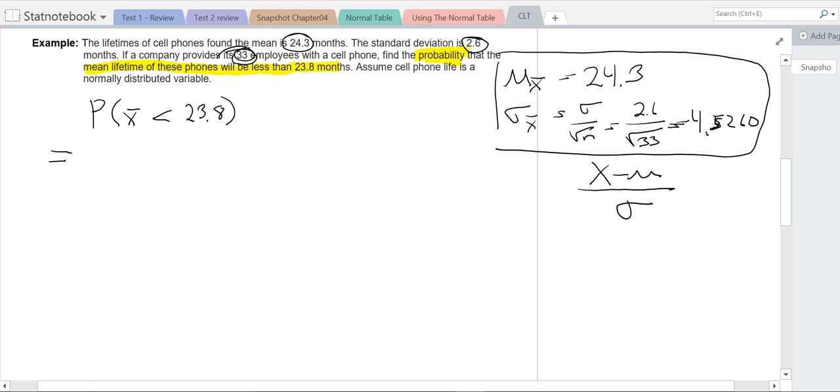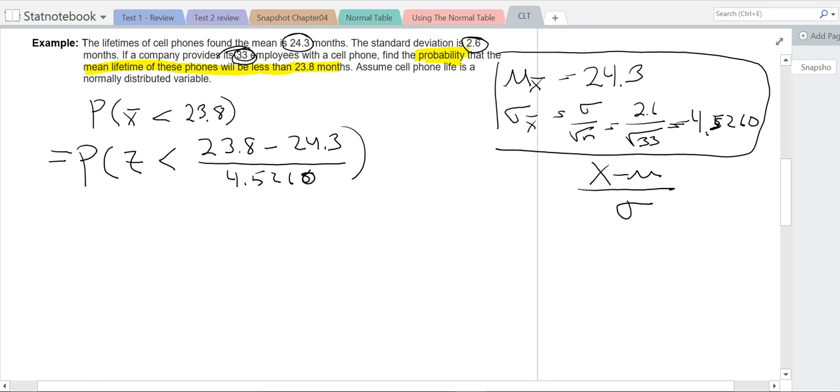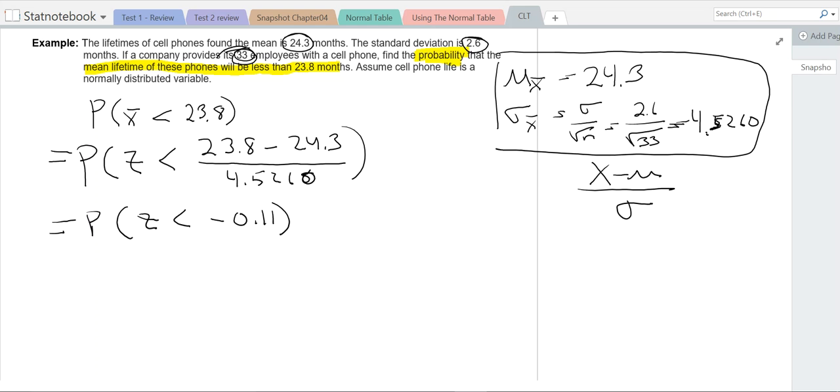Well, in this particular problem, the mean is 24.3. The standard deviation is 4.5260. Now, if you do your calculations right here, I did mine, and my calculation turns out to be negative 0.11. Now, I rounded. I'll let you know because the table only goes out to 2 decimal places, right?